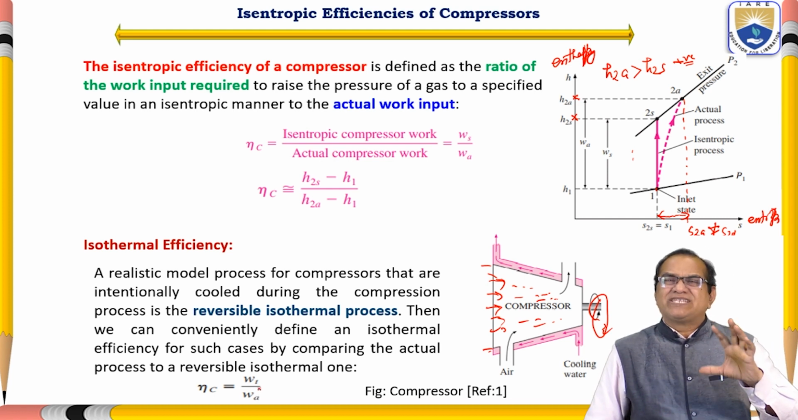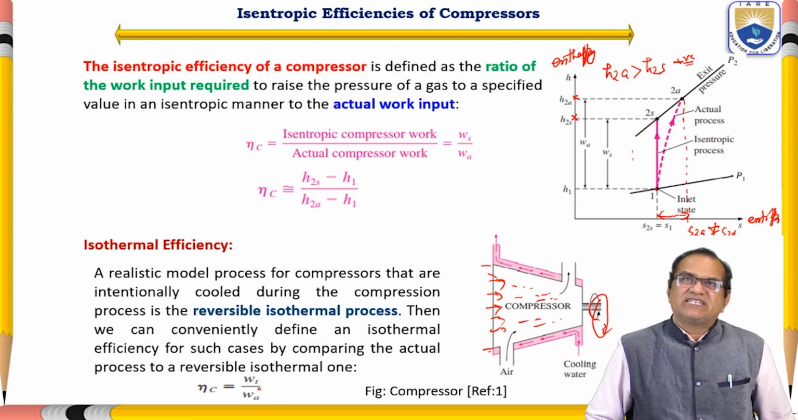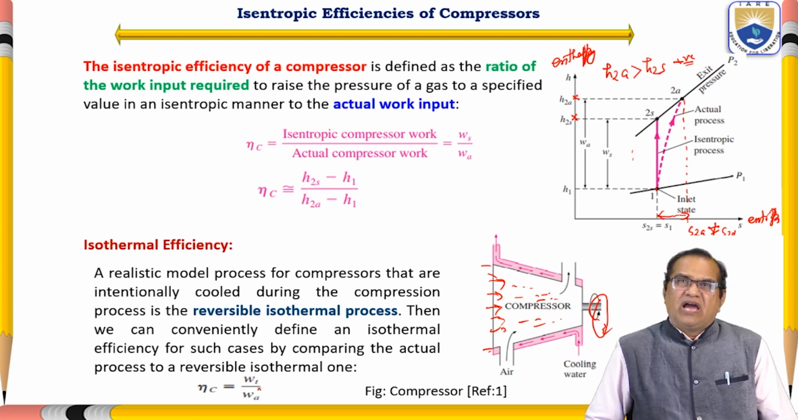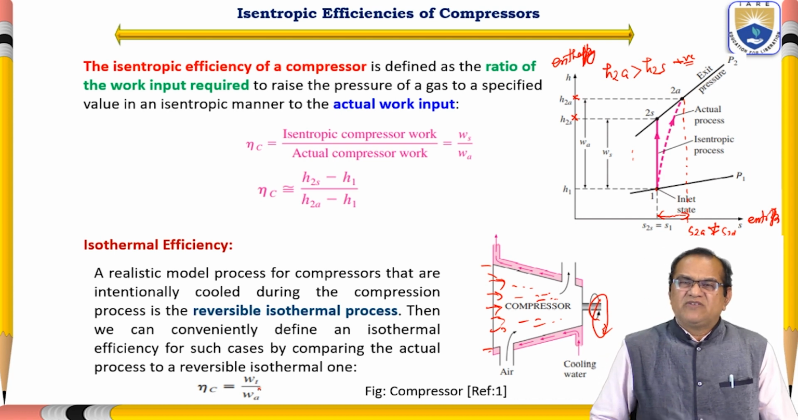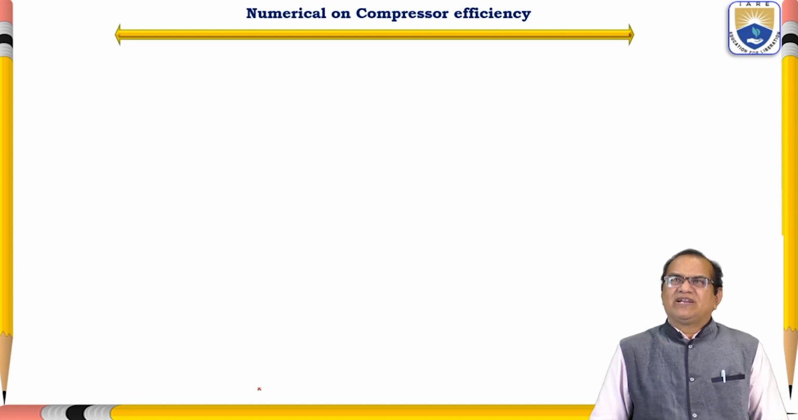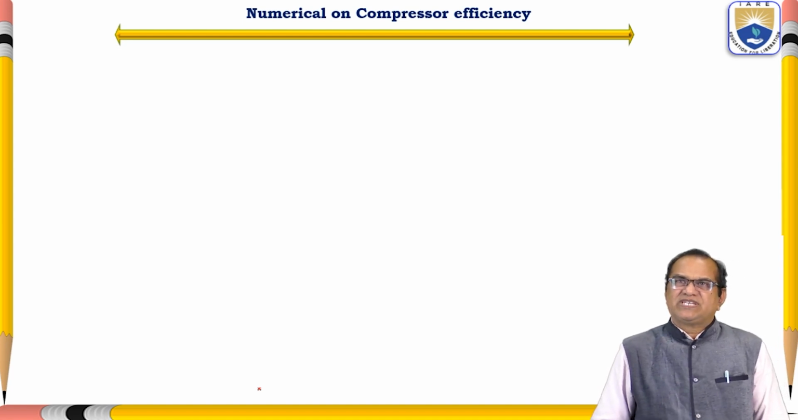So we have seen these two types of efficiency, that is the isentropic efficiency of the compressor and the isothermal efficiency of the compressor. Now we will see a numerical on this efficiency.